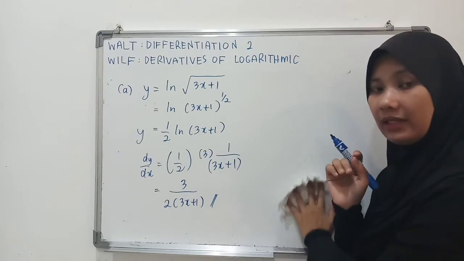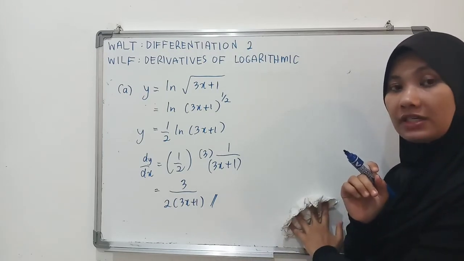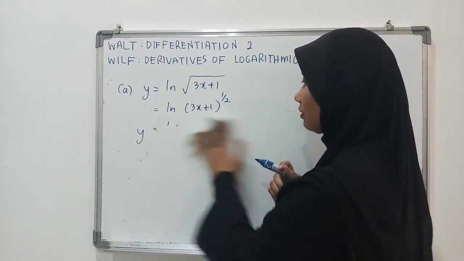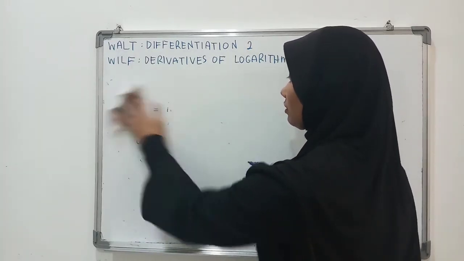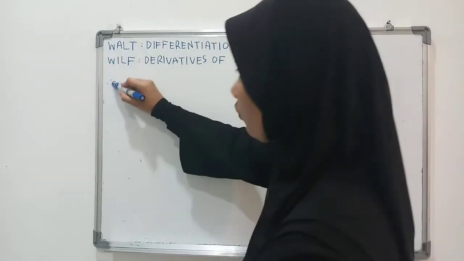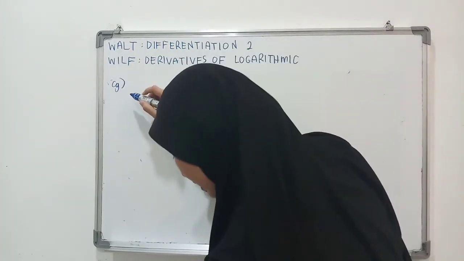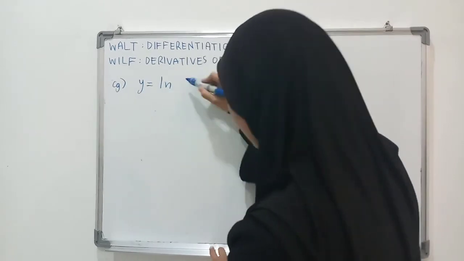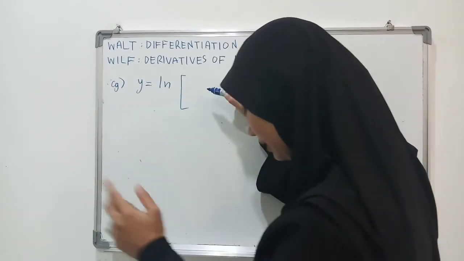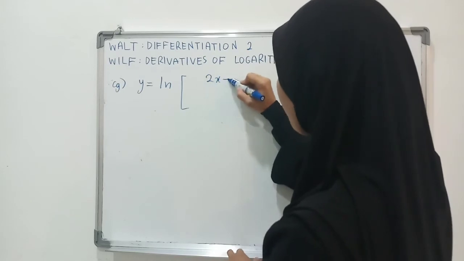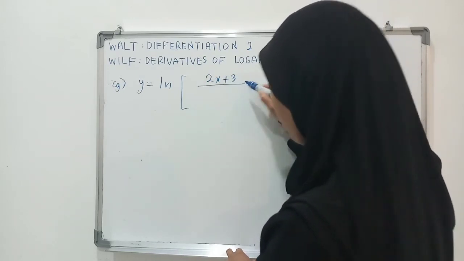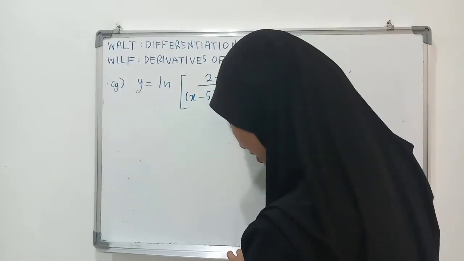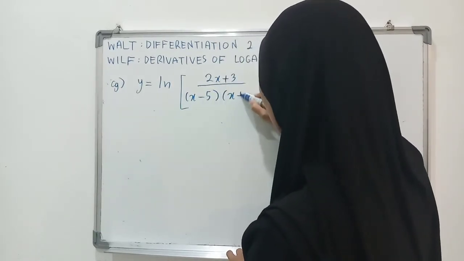So now let's do G. I erase this one. If you don't get it, pause first. Try to do on your own and then check with mine. Okay, so question G now, the question is y equals ln, in bracket, is a very big term, (2x plus 3) over (x minus 5), and then we have (x plus 1).